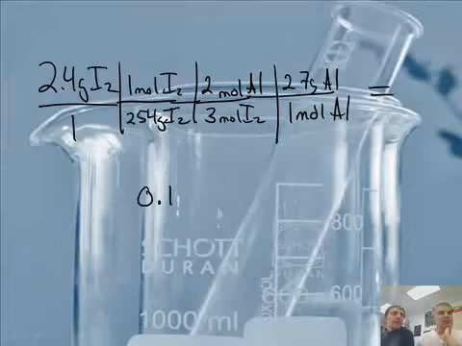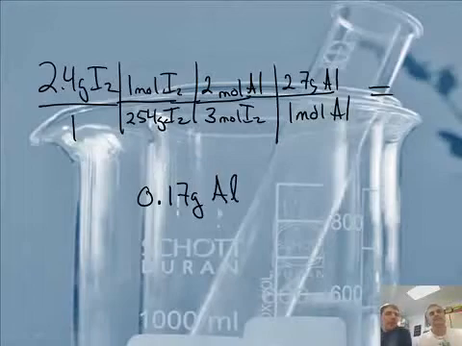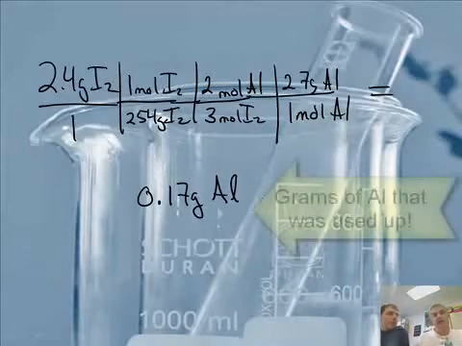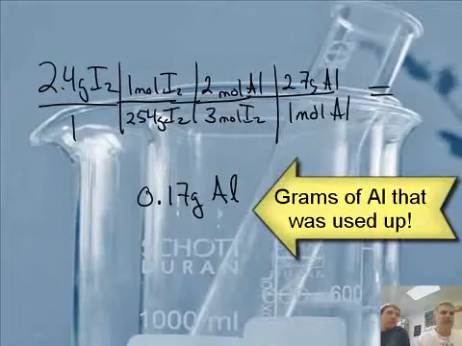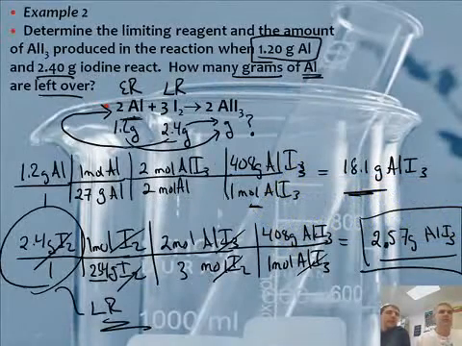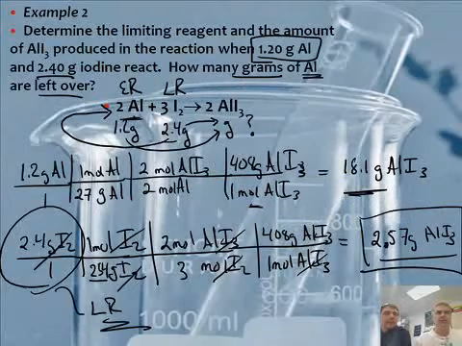What do you get, Mr. Sanders? Well, I get 0.17. So 0.17 grams of Al. Now, what does that mean? That's how many grams of aluminum it would take to react with the 2.4 grams of iodine. So how many grams do we have? We started with 1.2. You're right.